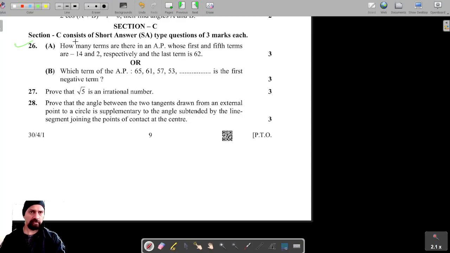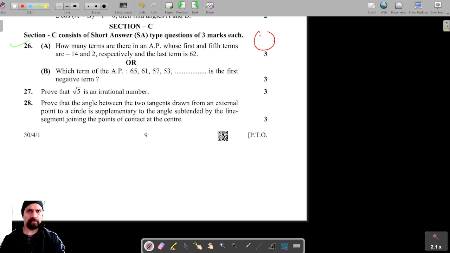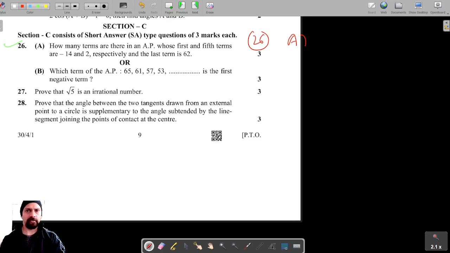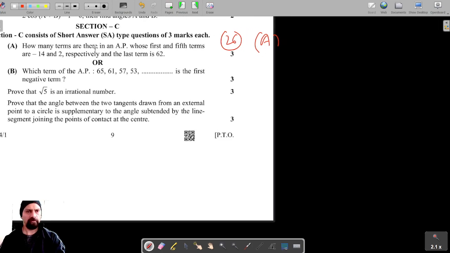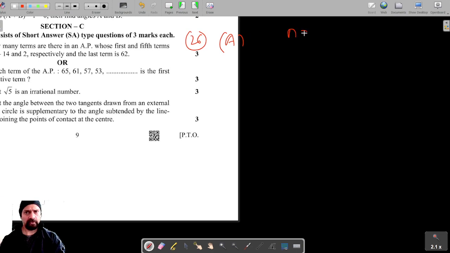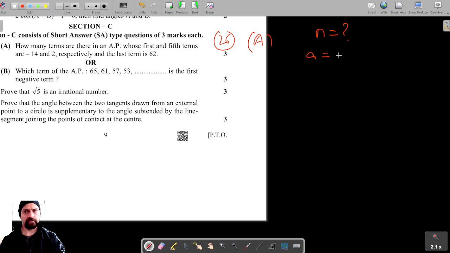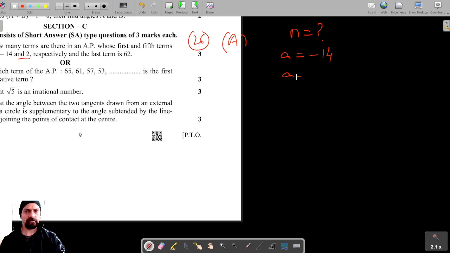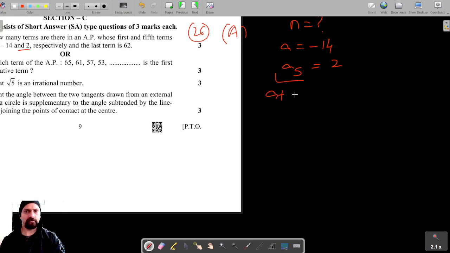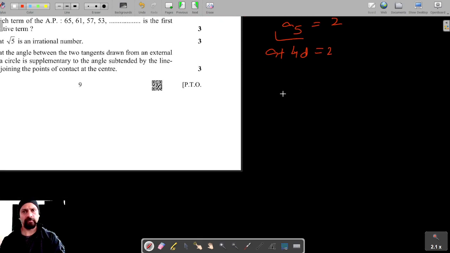Okay, for section C, question number 26, part A, we have to find the number of terms in an AP whose first and fifth terms are given. So the first term is minus 14 and the fifth term, A5, is 2. And we know that the fifth term is a plus 4d, which is equal to 2. We know the value of a, so minus 14 plus 4d is equal to 2.